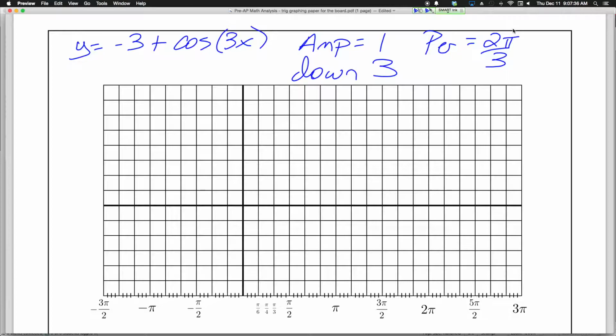Okay, what do I want to do next? Mark my start and my stop. So since it's cosine, where's this start? At 1, at the amplitude. I need to go 2 pi over 3. How many spaces is 2 pi over 3? 4 spaces. So that would be where the stop is at. Mark my period down here, or my period marks.